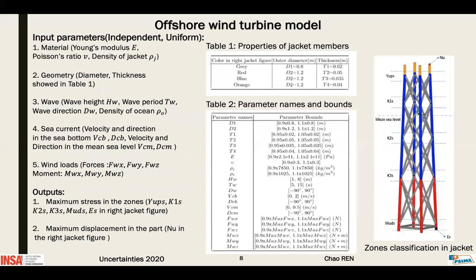Here, I list all the uncertain parameters and their bounds, as shown in the right tables. The material, geometry, wave, sea current, and wind load parameters are all assumed to be independent and follow a uniform distribution. For the response, the maximum stress and displacement in the different zones and paths of the jacket are considered. The zones and paths of the jacket are classified in the right figure.